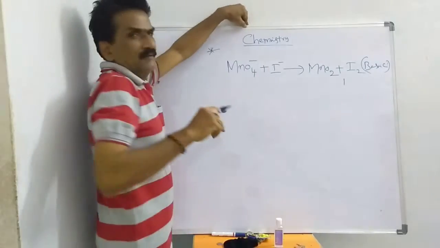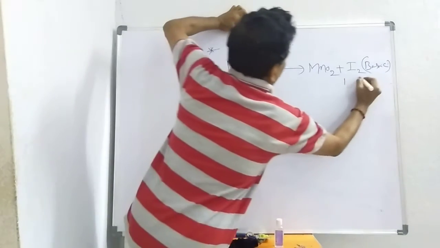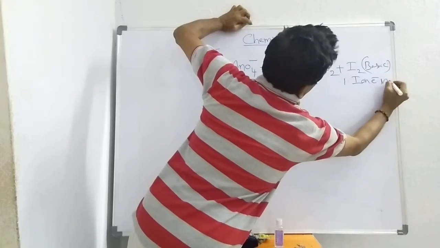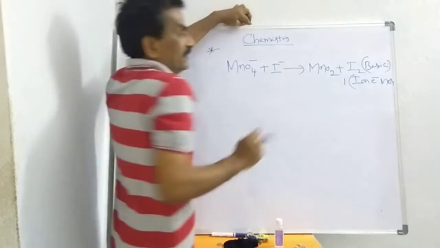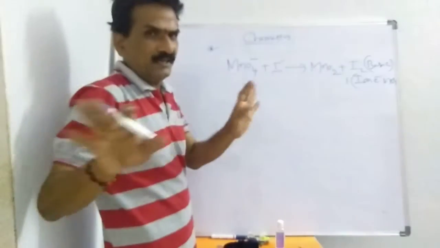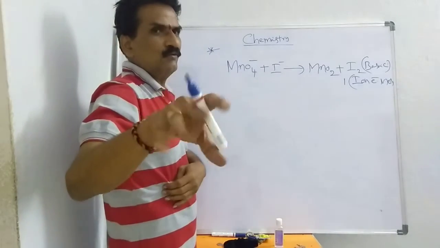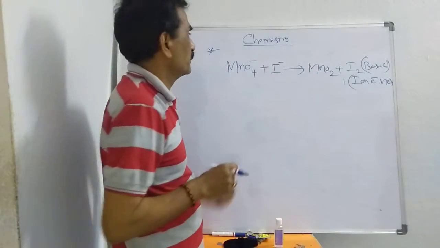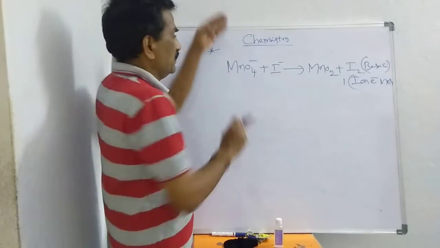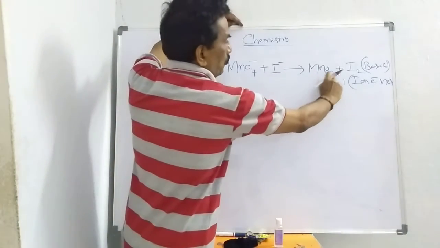The question is: balance the equation using the ion electron method in basic medium. Pay 4 minutes of attention and you will bag 4 marks. Okay. You see the equation: MnO4 minus plus iodide gives MnO2 plus I2.